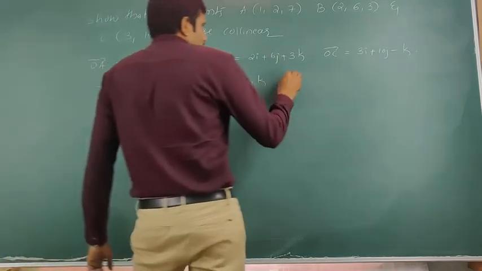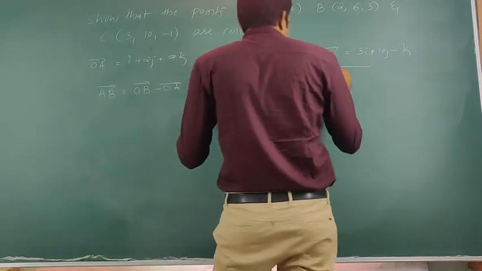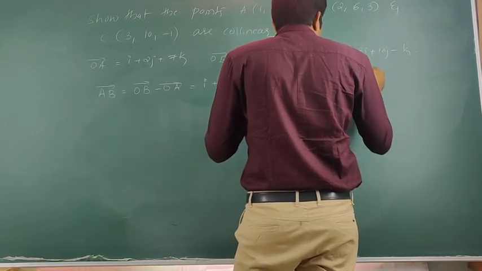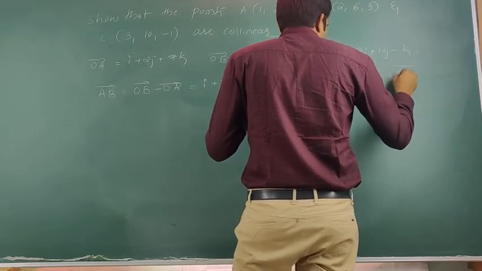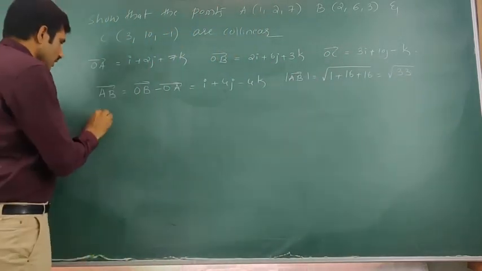Then find its magnitude. Magnitude of AB is root of, the i coefficient is 1, 1 square is 1, the j coefficient is 4, 4 square is 16, the k coefficient is minus 4, 16. So how much is it? Root of 33. Right?